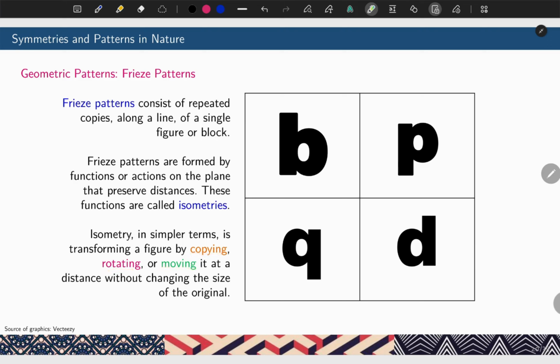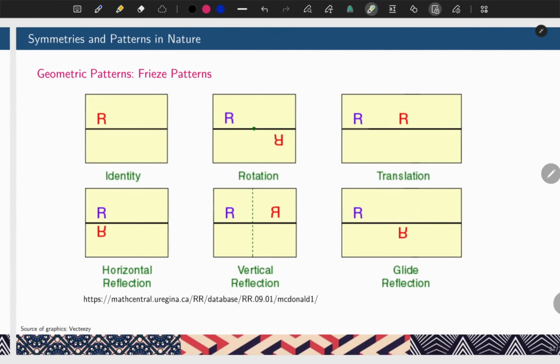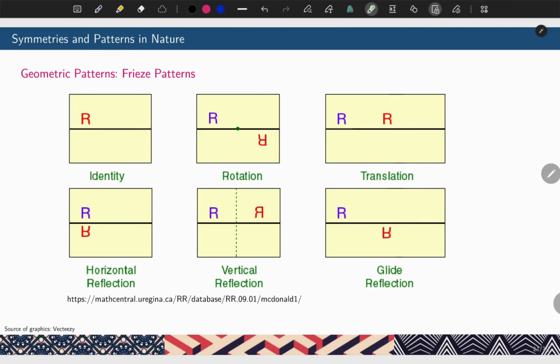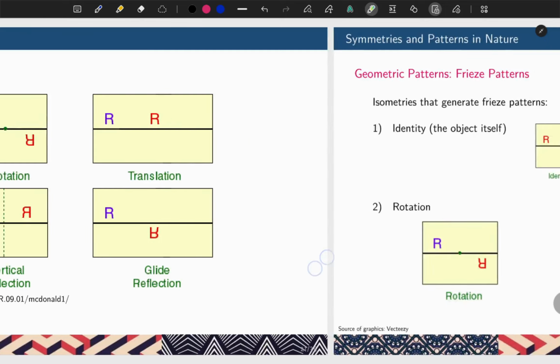size of the original. Alright, so you will see here that letter B, when you flip it around horizontally, you will get letter P. And then if you flip P vertically, you will get Q. And then if you flip letter Q horizontally, you will get letter D. Now, there are 6 types of Frieze patterns. First, we have identity, rotation, translation, horizontal reflection, vertical reflection, and glide reflection.